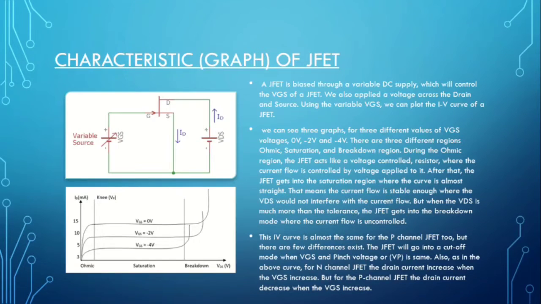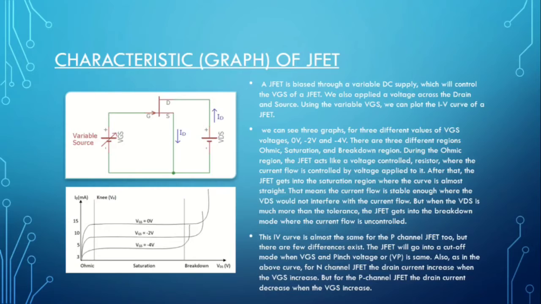Characteristic of JFET. A JFET is biased through a variable DC supply, which will control the VGS of a JFET. We'll also apply a voltage across the drain and source. Using the variable VGS, we can plot the IV curve of a JFET. We can see three graphs for three different values of VGS voltage: 0 volts, negative 2 volts, and negative 4 volts. There are three different regions: ohmic, saturation, and breakdown region.